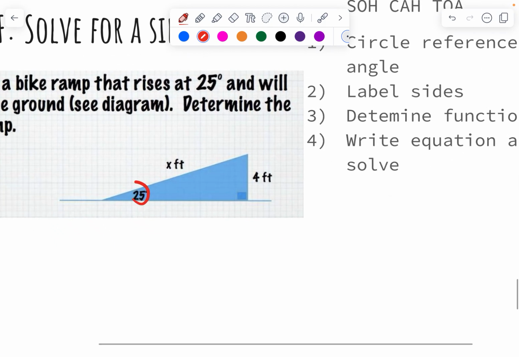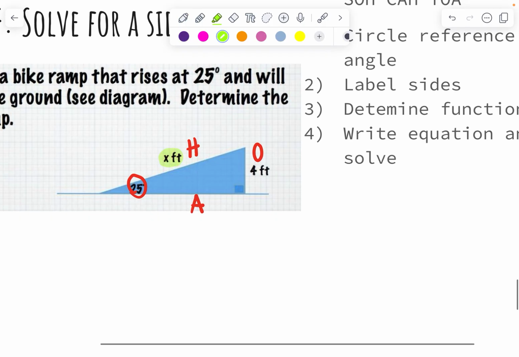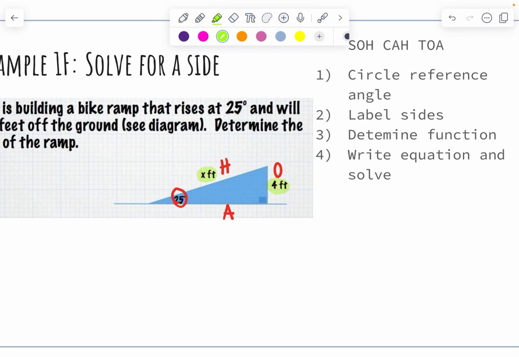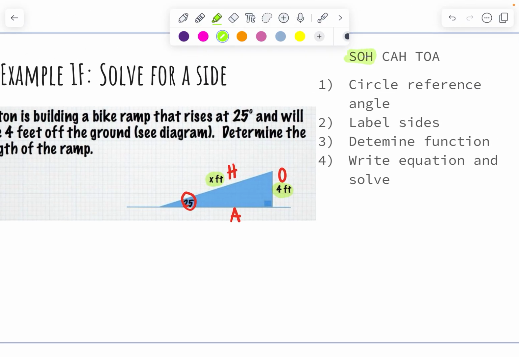So our reference angle is 25. X is our hypotenuse. 4 feet is our opposite. The bottom here is our adjacent. We're looking for the hypotenuse. We know the opposite, so we'll be using sine.